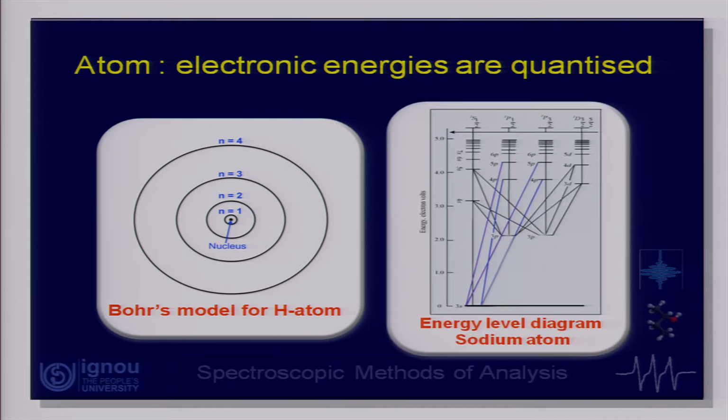And if we go to an atom like say sodium, now we know that the energy level diagram is a little complicated here because of the interaction of the orbital motion and the spin of the electron over there. But primarily what we can have is that for atoms the electronic energy levels are quantized, that is regarding the nature of atom there.